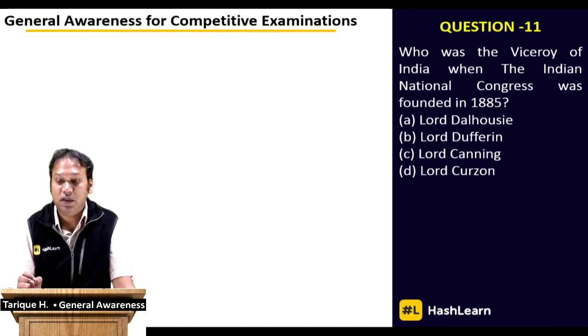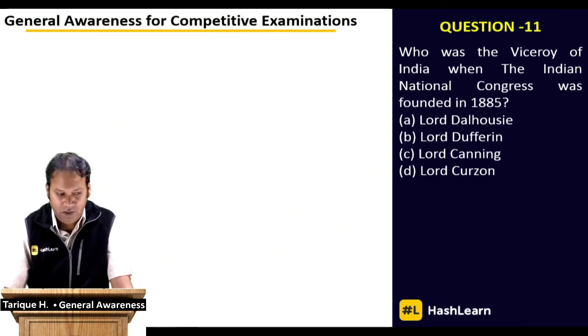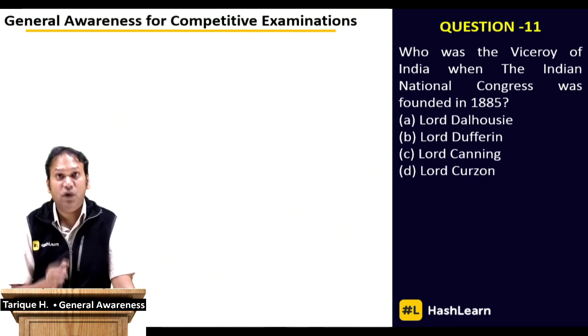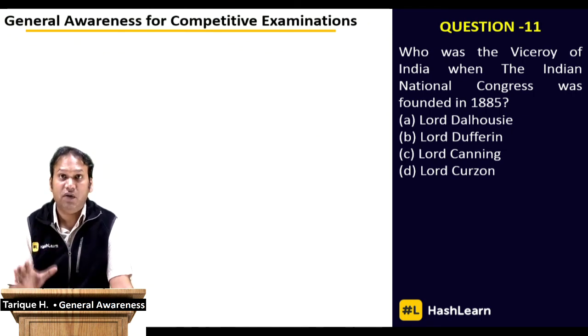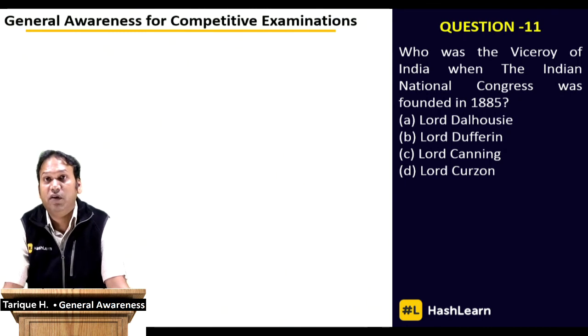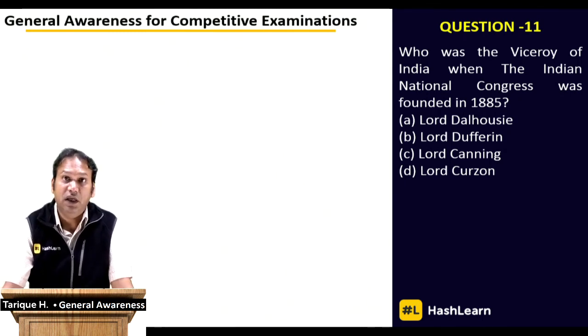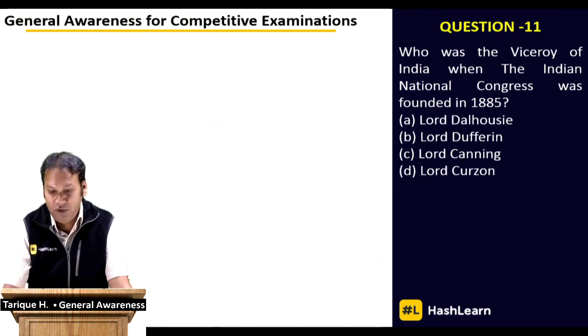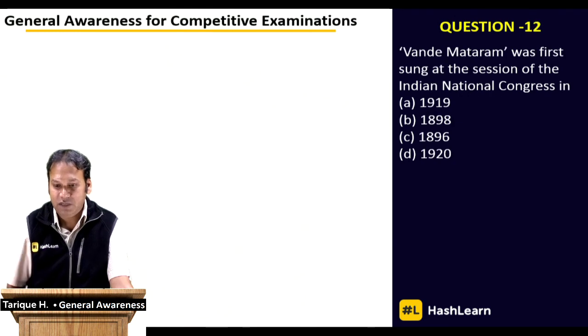Lord Dufferin was the Viceroy of India in 1885 when A.O. Hume founded the Indian National Congress. The right answer for question number 11 is B, Lord Dufferin. Which is why I told you to make a list of all the important governor generals and viceroys and write down their significant contributions, or what major event happened during that particular governor general's rule in India. So, question number 11, the answer is B. Let's move to question number 12.